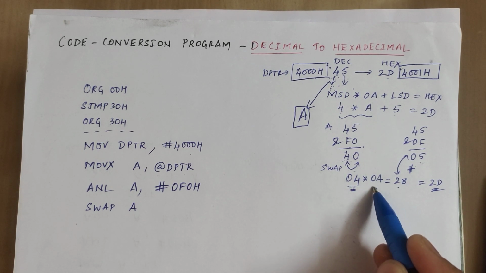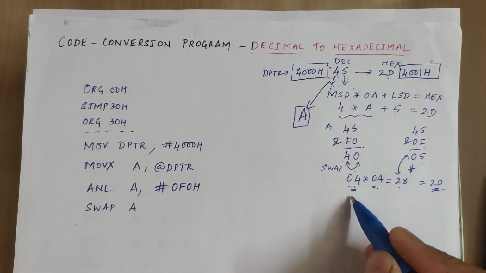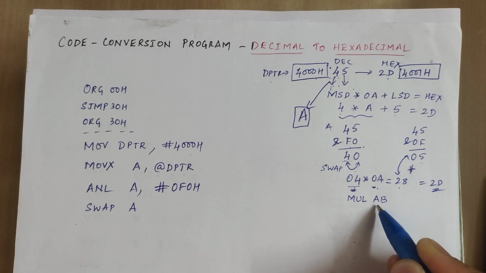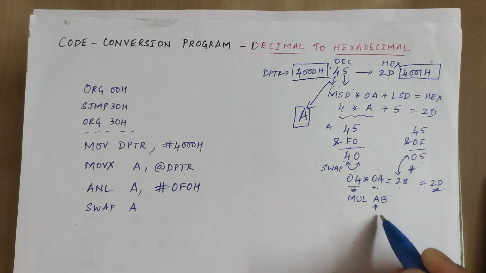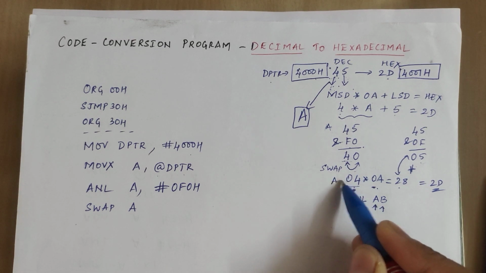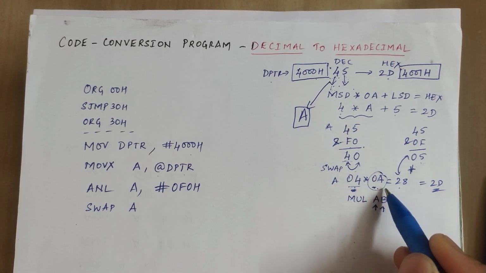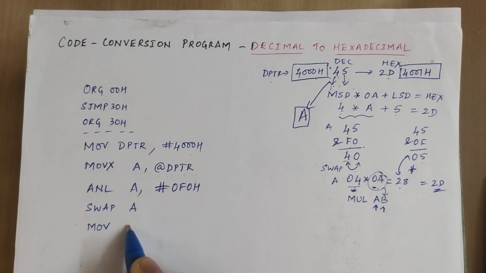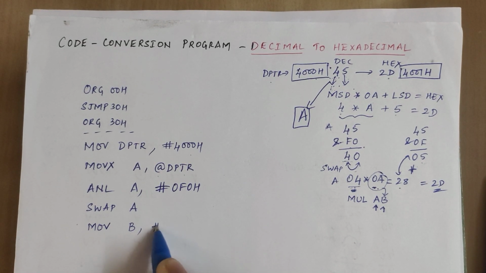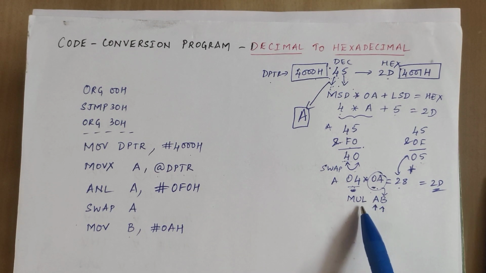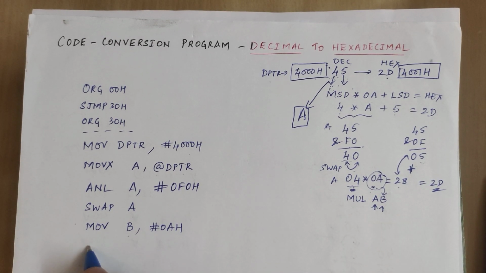What are we supposed to multiply this with? 0A, using the only multiplication instruction we have in 8051. It is MUL AB, meaning one of the operands must be in A, the other operand must be in B. One operand is already in A, so the second operand, 0A, must be transferred to B. So even before multiplication, let us transfer to B the value 0AH. So MOV B comma 0AH. Now A is having 04, B is having 0A. We can now implement the MUL AB instruction.